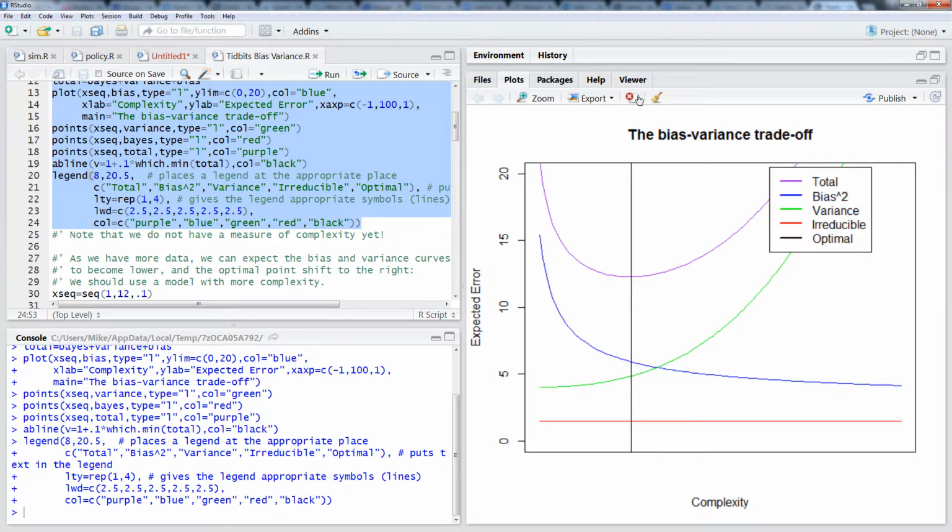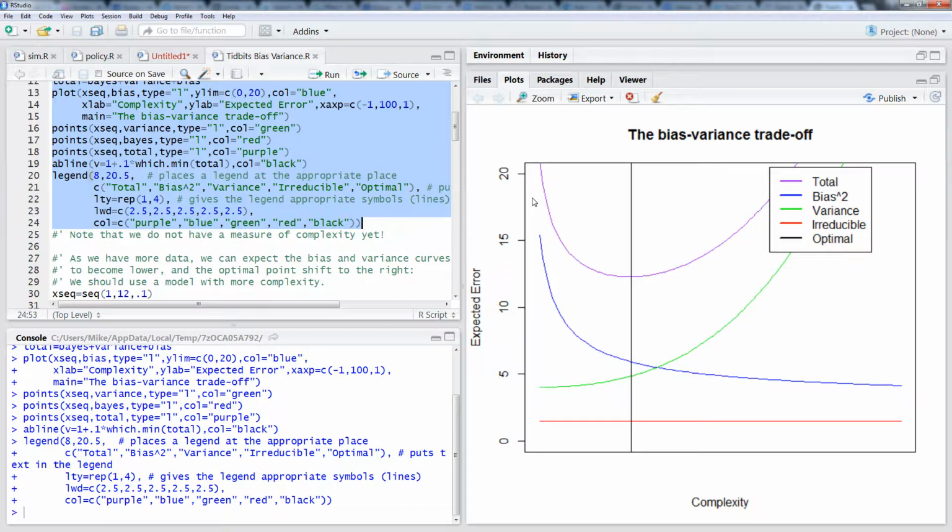Now, we start off, we generate this graph here, which is an idealized bias variance graph. So we have on the vertical axis the expected error, and on the horizontal axis the complexity. We see the expected error comes in essentially three forms. The bias, the blue line, starts off high for a simple model, decreases as the model gets more complex. Variance starts off low for a simple model, increases as the model gets more complex. And the irreducible error, which stays the same throughout. And then the purple line is the total error.